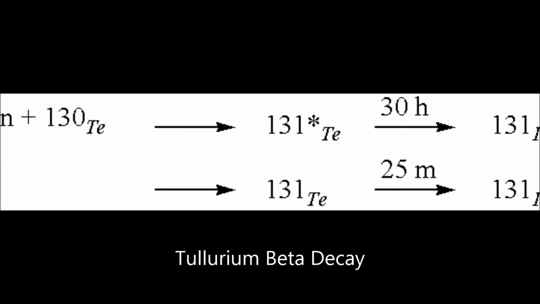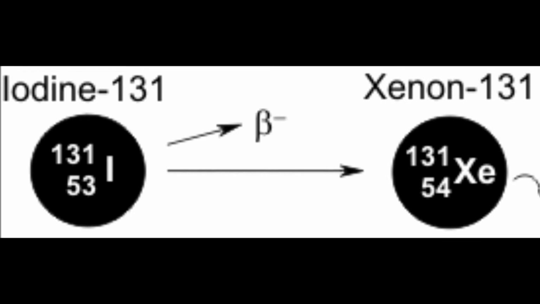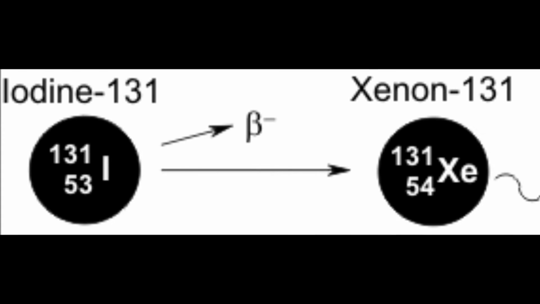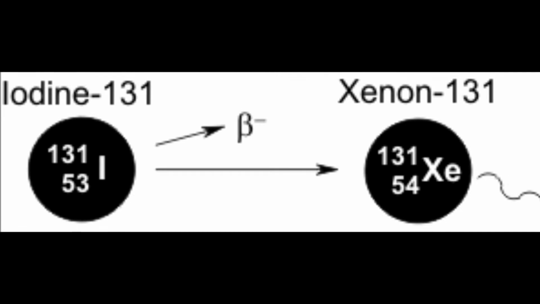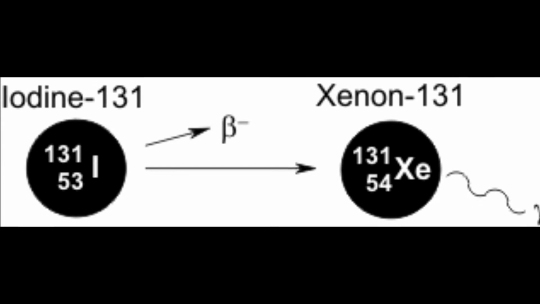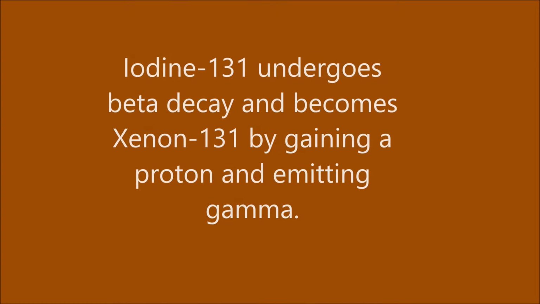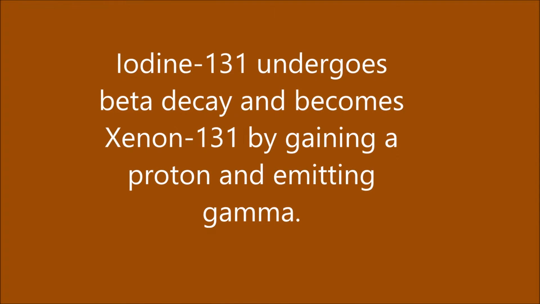The chart before displayed the beta decay of tellurium. Basically, tellurium 130 absorbs a neutron, then decays in 25 minutes into iodine 131. After that, iodine 131 beta decays into xenon 131. This is all beta decay. In this process, a proton is gained and gamma is emitted.